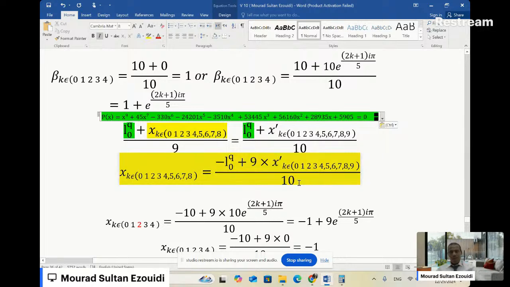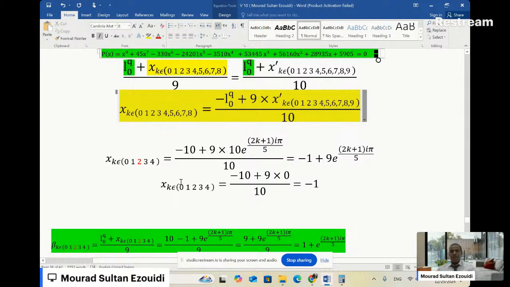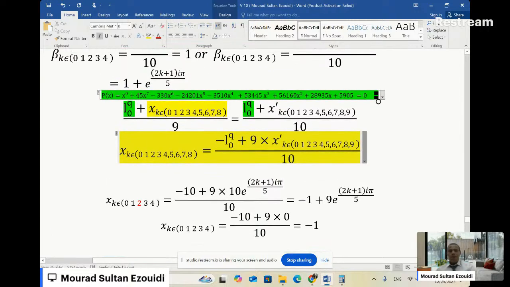Okay, now we make substitution. X from 0 to 4 is minus 10 plus 9 times 10 exponential 2k I pi over 5 divided by 10 means minus 1 plus 9 exponential 2k plus 1 I pi over 5. These are the roots of this new polynomial equation that is obtained from the original equation. And the rest will be minus 1. Means this polynomial to the power 9 has a root which is equal to negative 1 and has an order of multiplicity of 5.